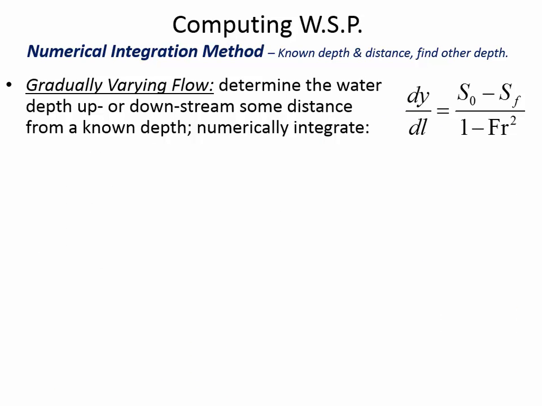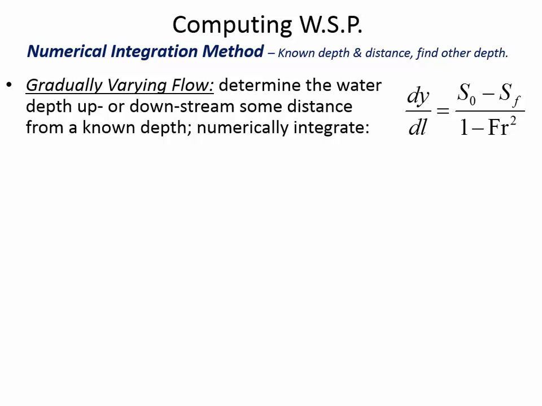So the first of the two methods we're going to talk about today is the numerical integration method. Most of the time, this method is used when you know a depth someplace and a distance upstream or downstream that you're interested in, and what you're trying to find is the other depth at that location further away from your gauging station. It doesn't have to be used that way, though. Sometimes, and in your homework, the way that they're using it is find the distance between 2 points of known depth. And I'll show you how you can apply the method for both questions.